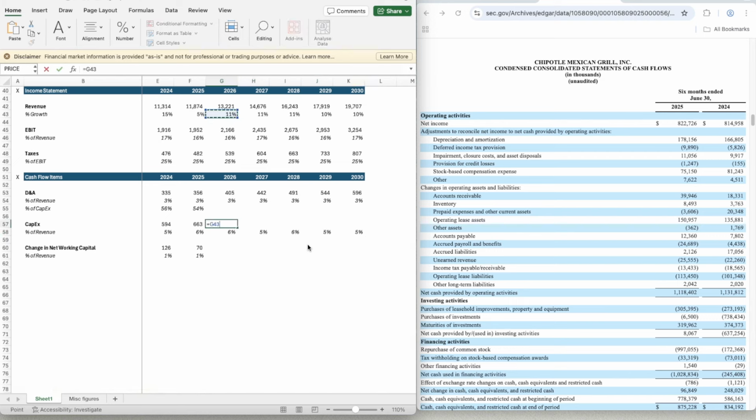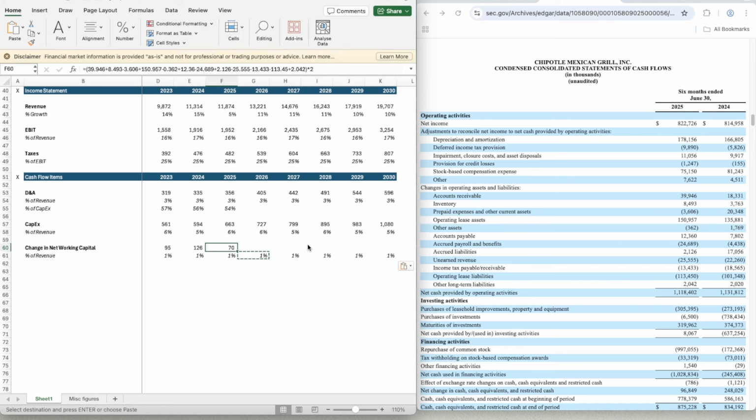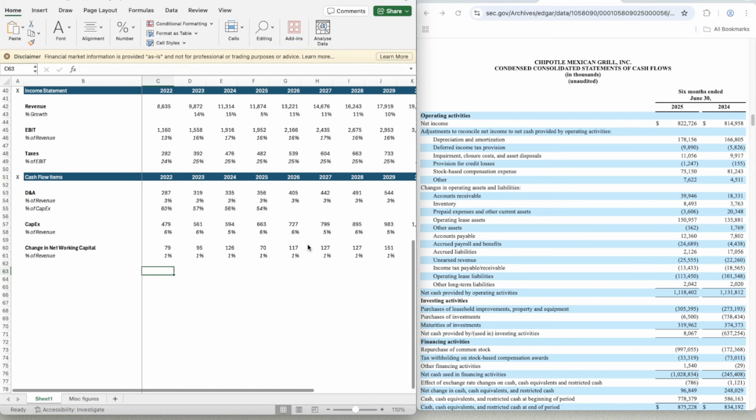Ideally, you want to be doing these at the end of the financial year so that you can use full year numbers rather than having to estimate what the rest of the year is. But this is more about methodology than full accuracy at the moment. But we should always try and be as accurate as we can. Okay, that is the cash flow items now done.